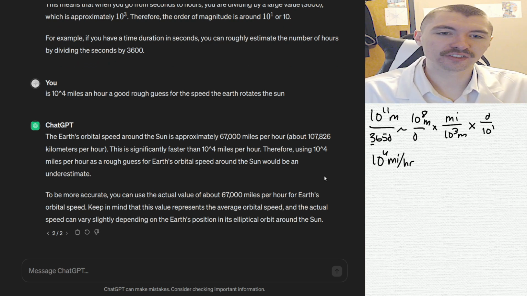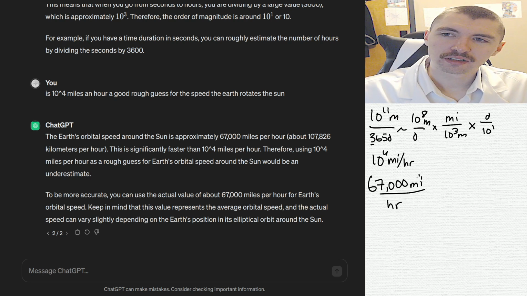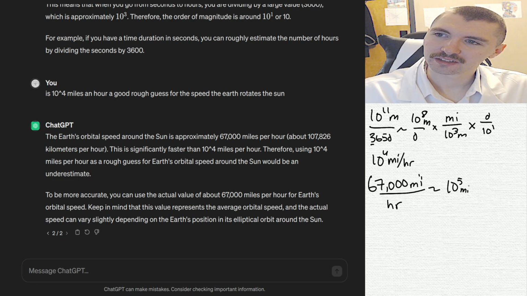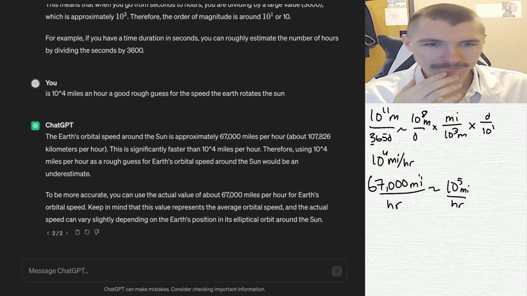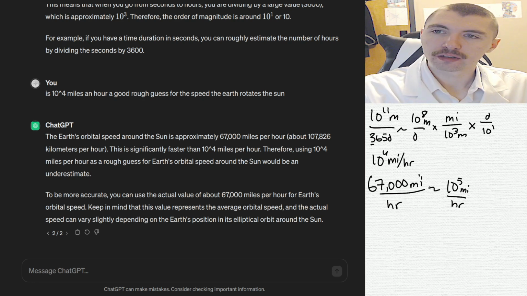About 67,000 miles an hour. It's an underestimate, but if it is 67,000 miles an hour, it is approximately 10 to 6 bigger than 3, so it's 4 plus 5. 10 to the 5. And the 4, 2, 3, 4. It's about 10,000.